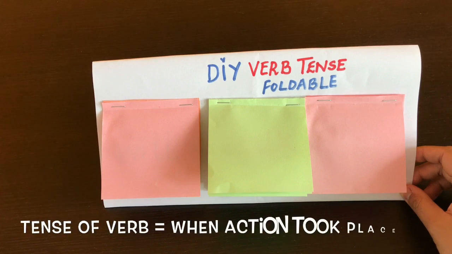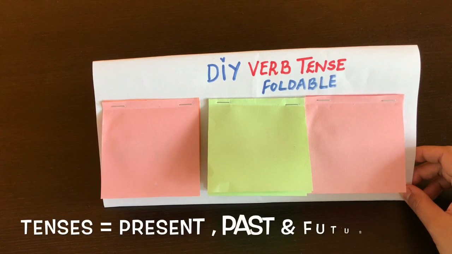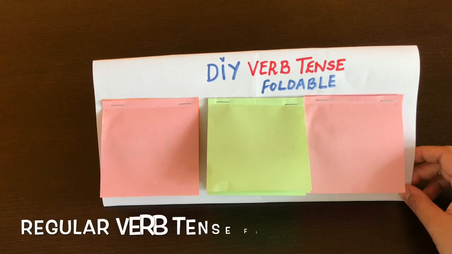Now, what is the tense of a verb? The tense of a verb basically describes the timeline of when that verb was actually taking place. For example, whether that particular action took place in the past, it is taking place right now, that is in the present, or will or shall take place in the future.